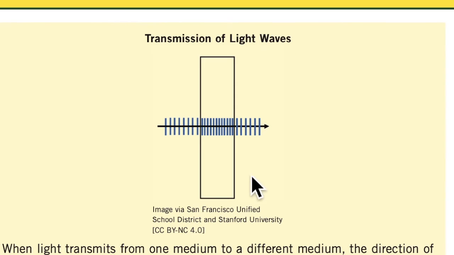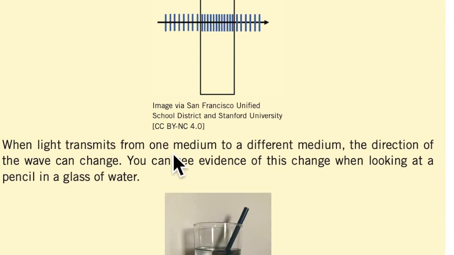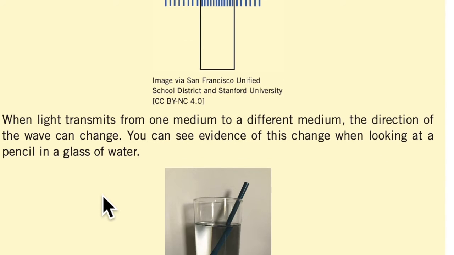Transmission of light waves. When light transmits from one medium to a different medium, the direction of the wave can change. You can see evidence of this change when looking at a pencil in a glass of water.